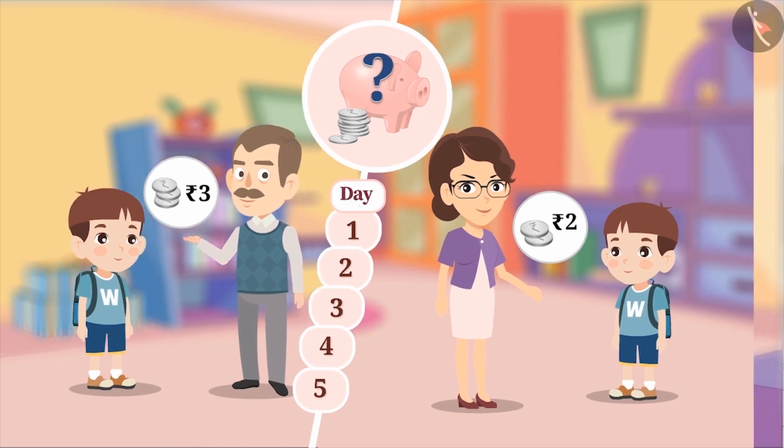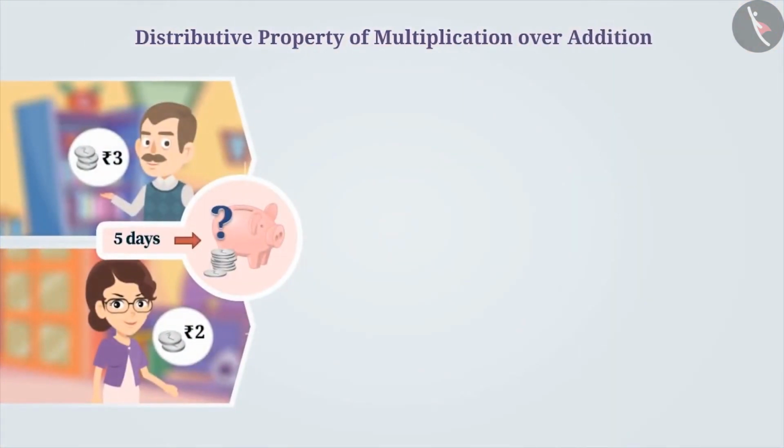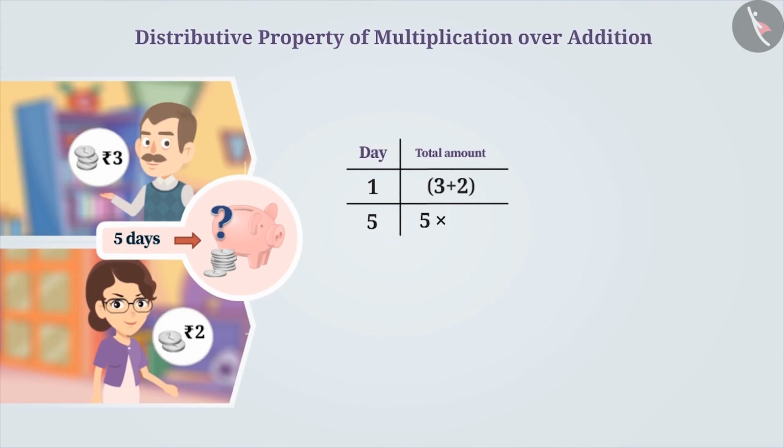There are 2 ways to solve this. Method 1. Calculate the total amount saved in a day, which is 3 plus 2 rupees. So in 5 days, you will be able to save 5 into (3 plus 2) rupees. The solution to this is 5 into 5, which is equal to 25.